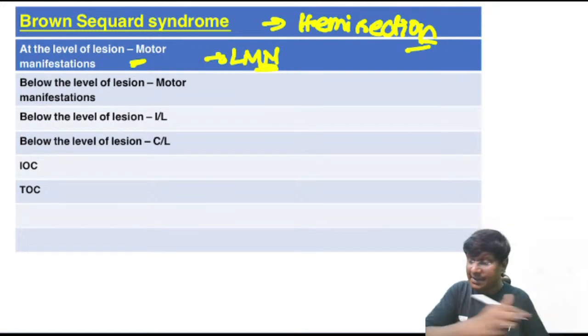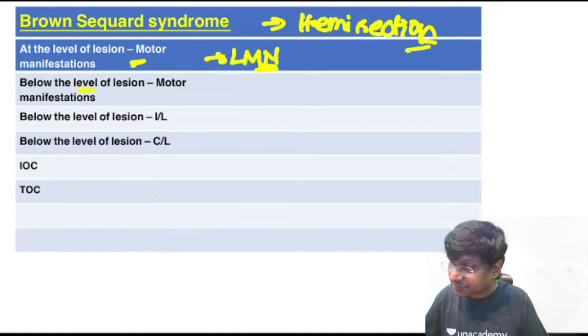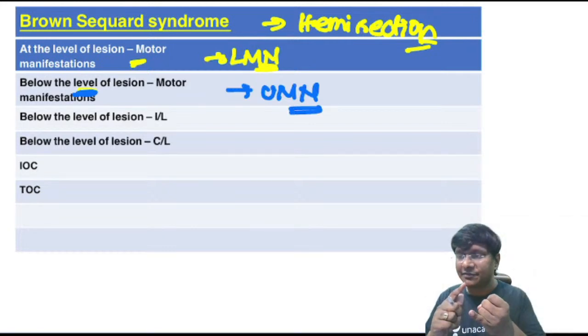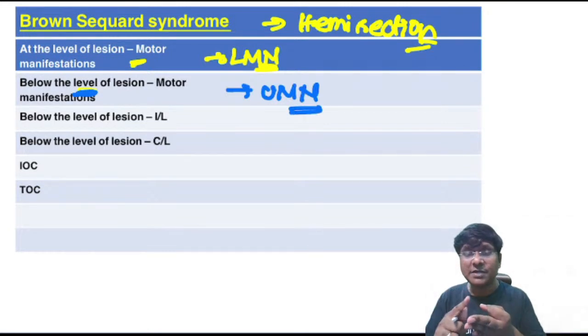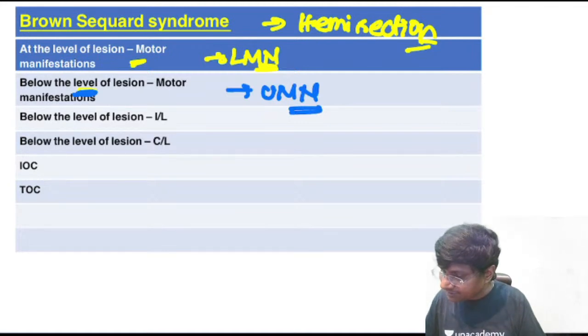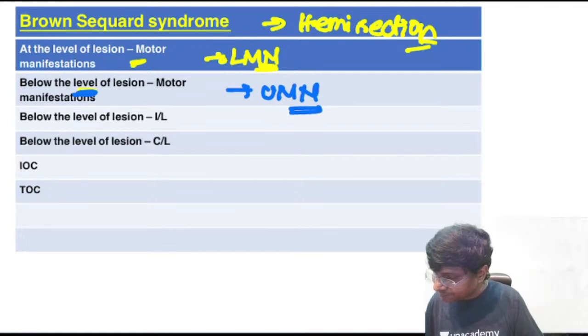Okay. Whereas below the level of lesion, the motor manifestation will be upper motor neuron signs. So what will the upper motor neuron signs be? That will be in the form of spasticity. That will be in the form of Babinski sign. That will be in the form of absence of involuntary movements. Next, coming to the sensory manifestations.